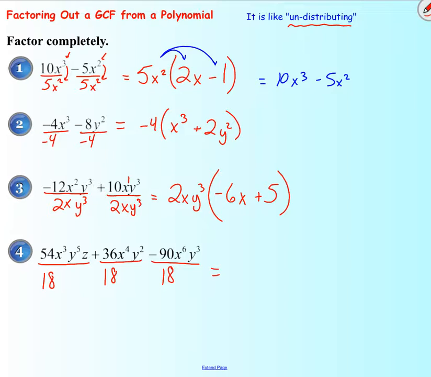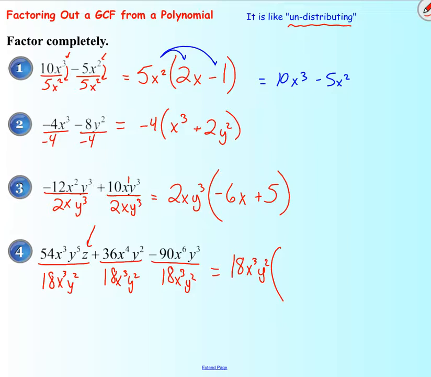X's, do I have an x on each term? Yes, I do. I've got 3, 4, and 6, so I can take 3 out of each. Y's, do I have a y on every term? I do. I've got 5, 2, and 3, so I can take 2. And then there's actually a z in here. I've got a z on the first term, but I don't have it on the next 2, so I can't factor out any z's. So my GCF would be 18x cubed y squared.